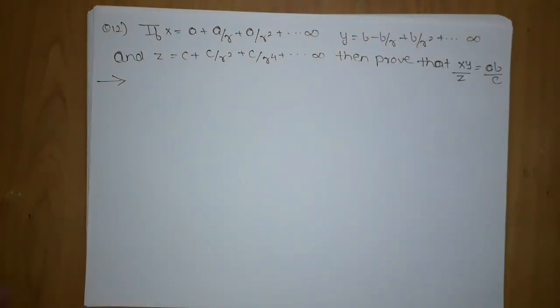Now the next question which we are going to see is the 12th question, which says: if x is equal to a plus a by r plus a by r square till infinity, y is equal to b minus b by r plus b by r square till infinity, and z is equal to c plus c by r square plus c by r to the 4 till infinity, then prove that xy by z is equal to ab by c. We want to prove this.